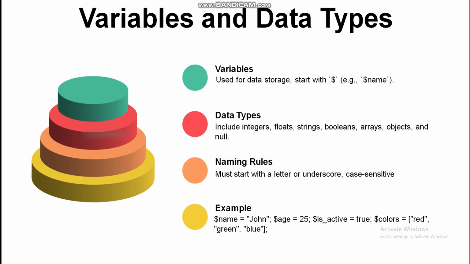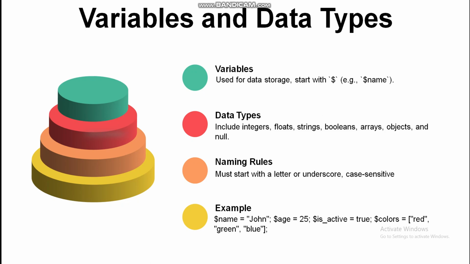Moving on. Variables and data types. Variables are used for data storage. They always start with the $ sign. Data types are integers, floats, strings, booleans, arrays, objects, and nulls. The main rule is that a name must start with a letter or underscore, and is case sensitive.